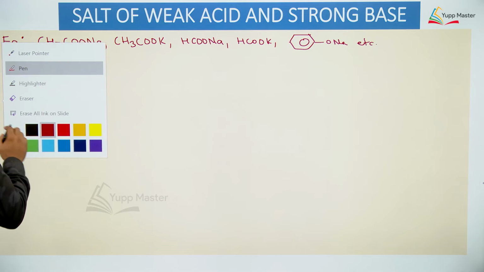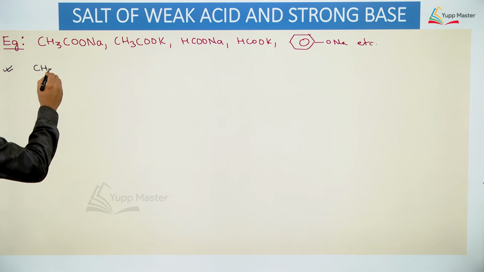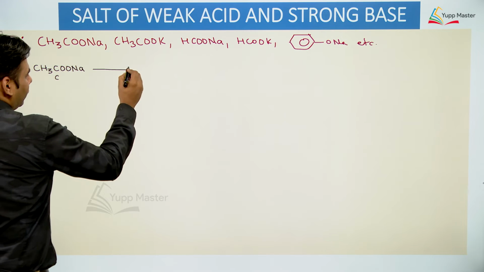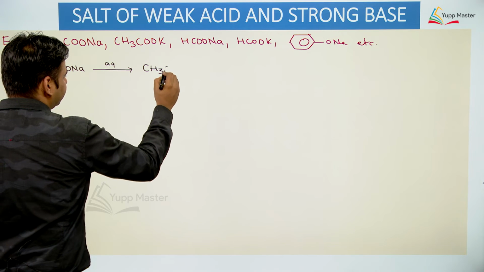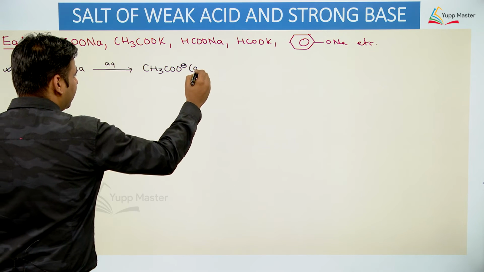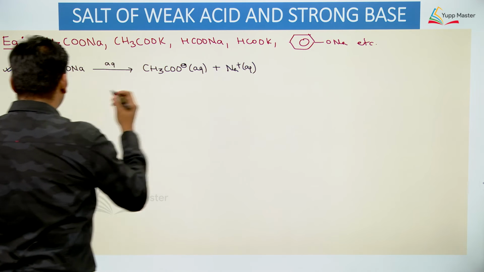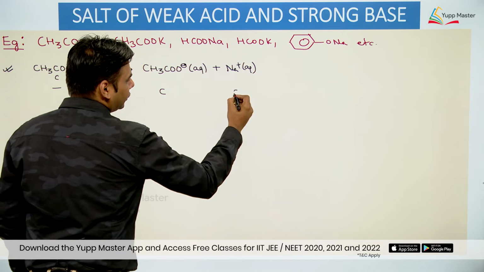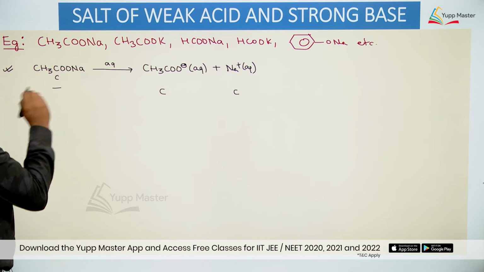So let us do the analysis of the case. Suppose we are dissolving CH3COONa in water, and suppose C is the concentration of this. Because it is an ionic compound, when you dissolve it in the aqueous solution, we get acetate ion and Na plus ion. Because it is an ionic compound, it will break completely. So C concentration of this will furnish C concentration of acetate ion and C concentration of Na plus.